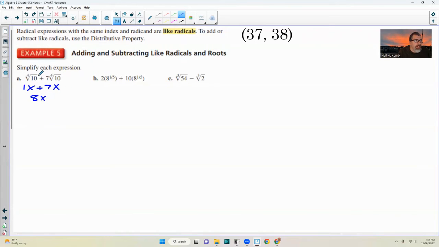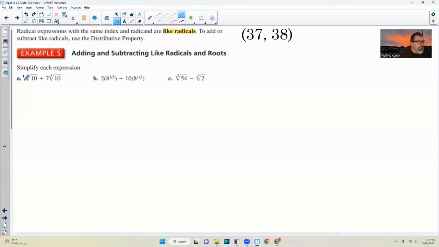Okay, but in our case, x is the fourth root of 10. So if I just erase that and replace it with the fourth root of 10, my answer is 8 times the fourth root of 10. Of course, we're not going to do that every time with an x, but you get the idea. It's the same rules as if that were an exponent.